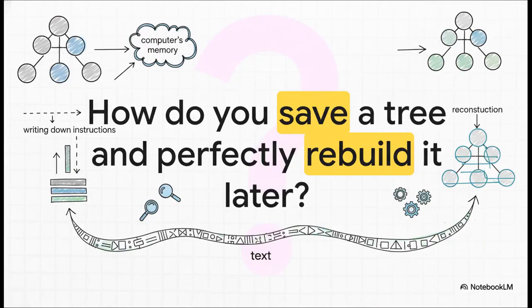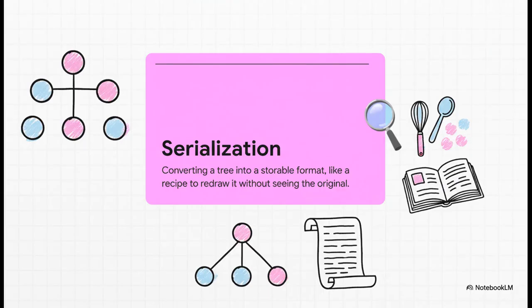So here's the puzzle we're trying to solve. You've got this tree living in your computer's memory. How do you basically write down a blueprint for it? A set of instructions so precise that anyone, or any other computer, could build the exact same tree just by reading your notes. This whole process has a name, and it's called serialization.